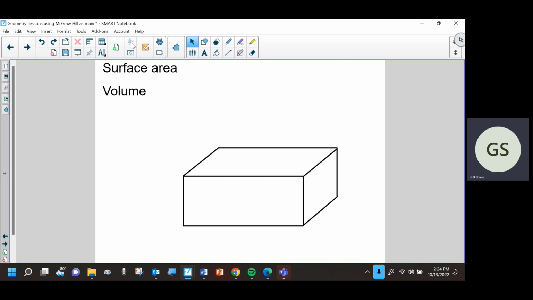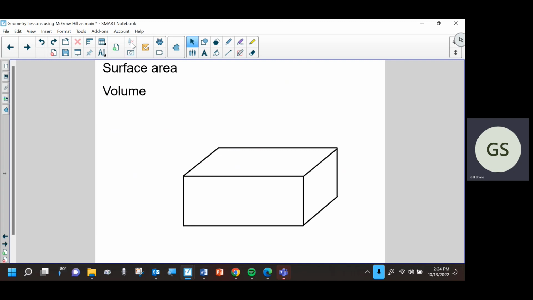It's the shell, we said, or the outside, or the wrapper, or whatever you want to call it. Like if you wrap a present, the wrapping paper is the surface area. How much wrapping paper would you need? That's basically what surface area is. So I just need to figure out the area of each side, each face, including the bases. Once I find the area of all of those, I add them all up, and that's the total surface area.